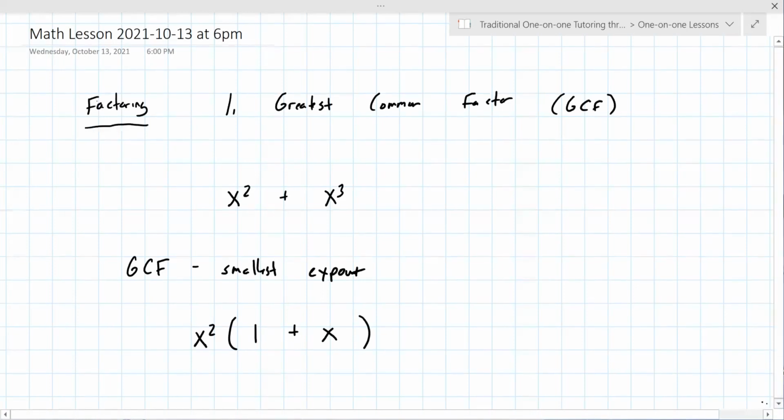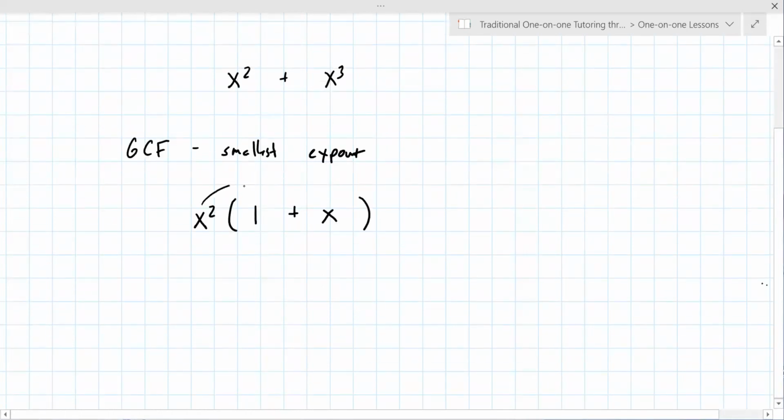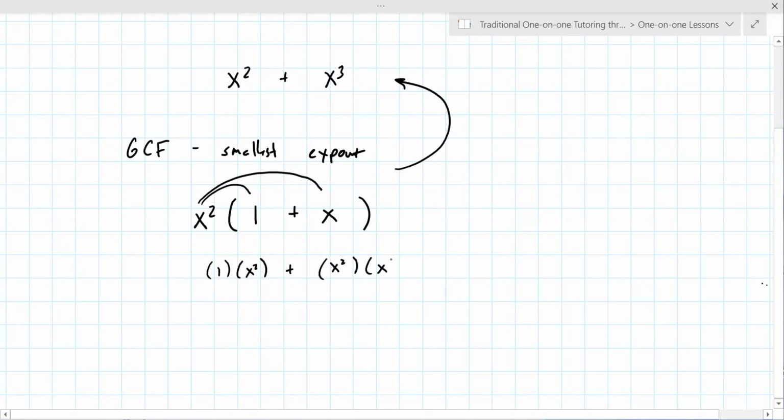When you multiply x squared into 1 and x squared into x, you should get back to this. So 1 times x squared, we did some of these yesterday, plus x squared times x. What does this become? It becomes x squared plus x to the power of 3. Remember from yesterday, you have to add these.